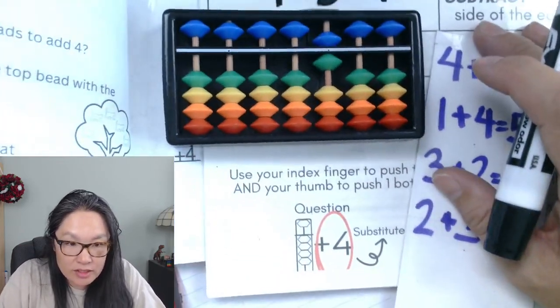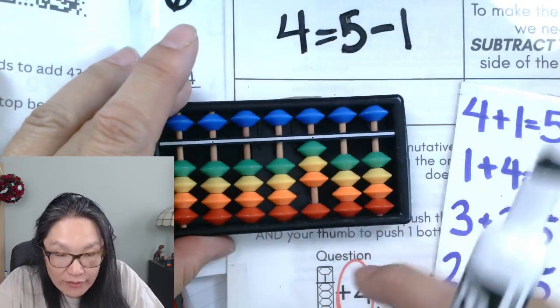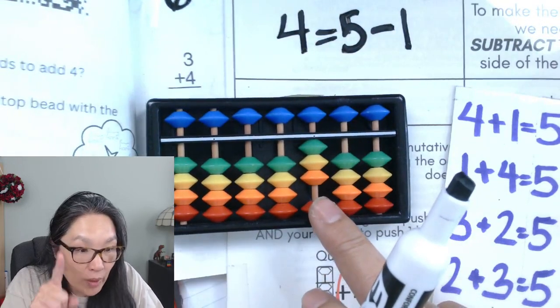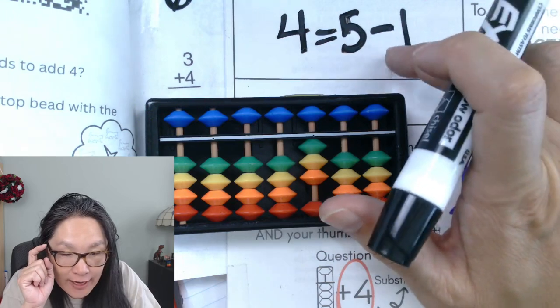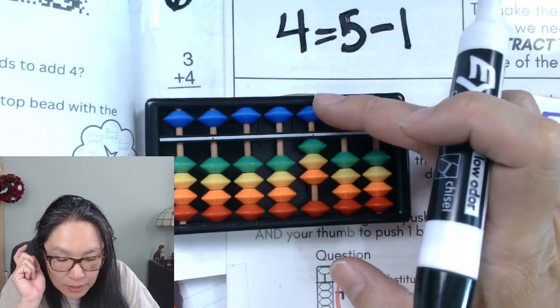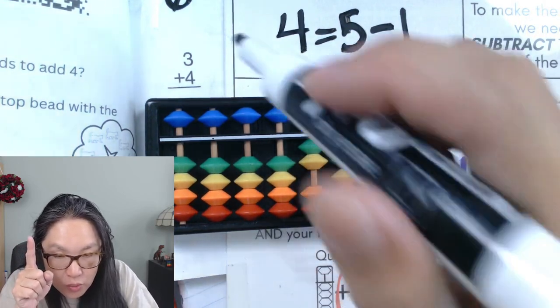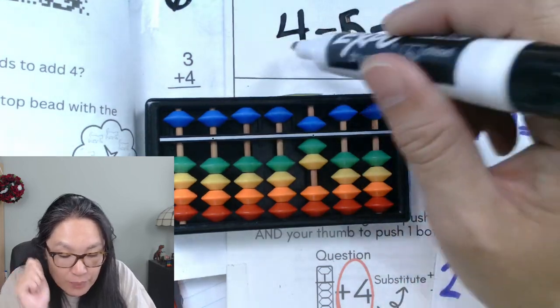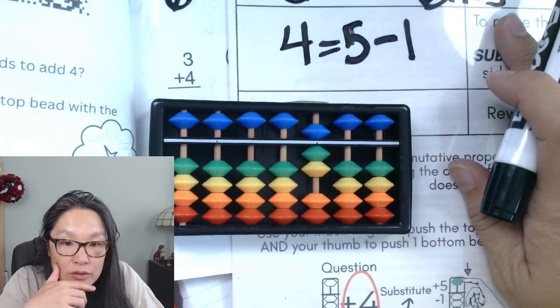So here is 3. When we add the 3 on the abacus, notice I don't have any more beads to add the 4. But wait, there's more. Because I know how to add the 4 using the 5, plus the 5 is too much. I need to minus the 1. So what I just did was I repeated, right? I utilized the formula that we've already been taught.